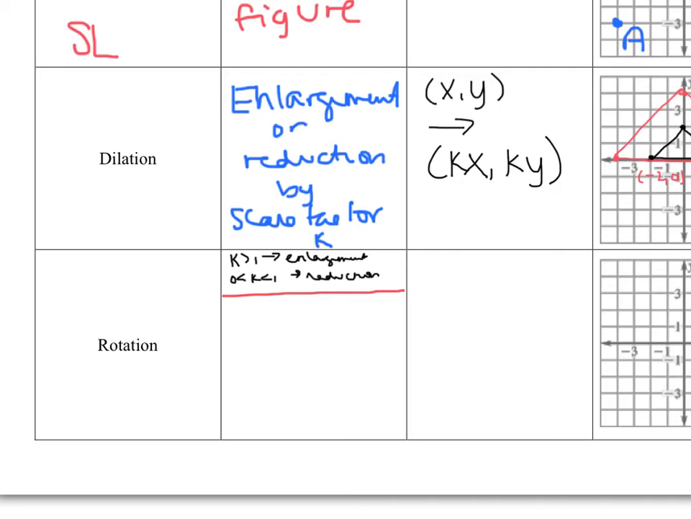Rotations happen around a point. Typically that point for us is going to be the origin. You can rotate a figure 90 degrees counterclockwise, so kind of that way, or you can rotate a figure 180 degrees. The reason they don't put counterclockwise or clockwise on it is because it would end up in the same position anyway.